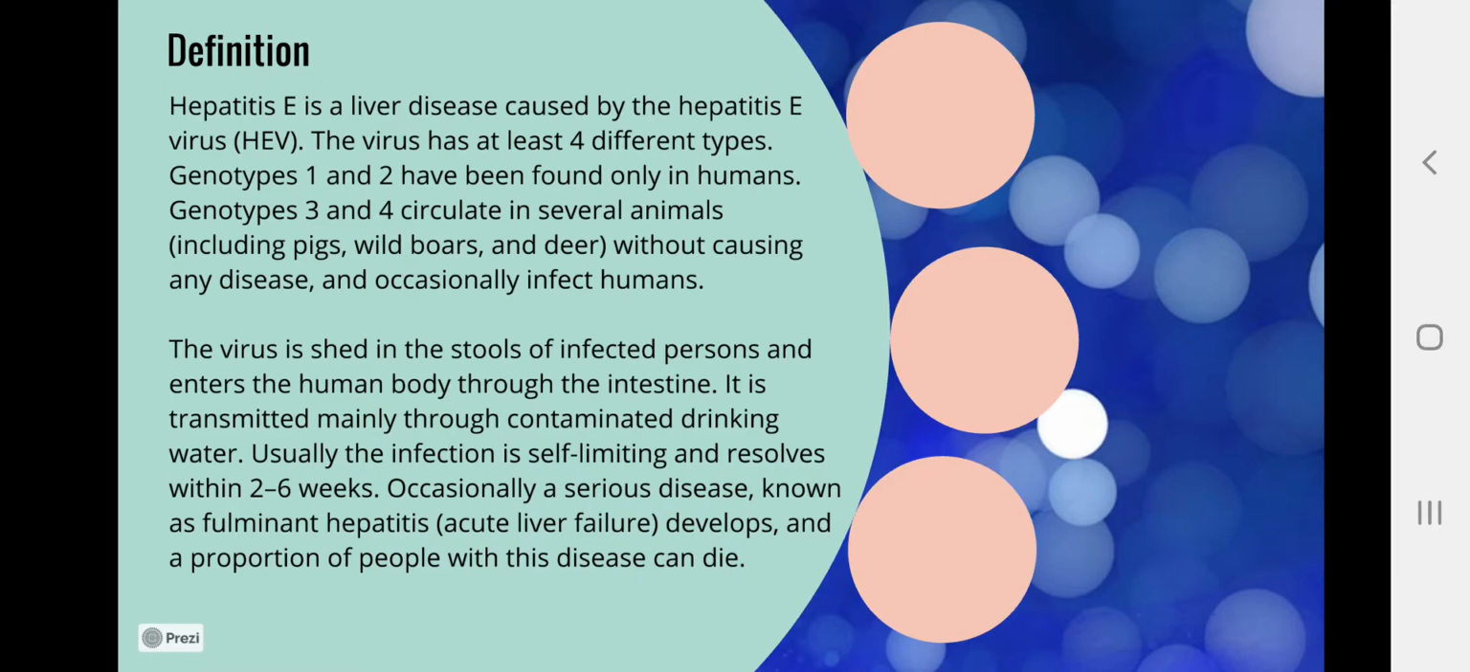It is transmitted mainly through contaminated drinking water. Usually the infection is self-limiting and resolved within 2 to 6 weeks. Occasionally, a serious disease known as fulminant hepatitis, which means acute liver failure, develops, and a proportion of people with this disease can die.